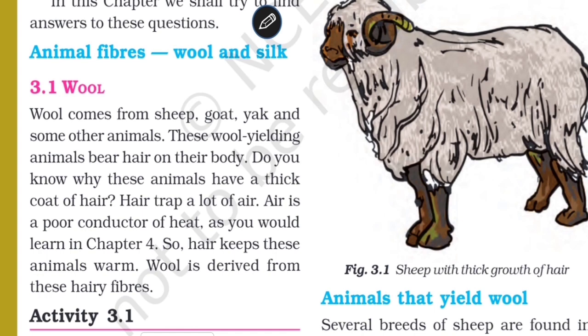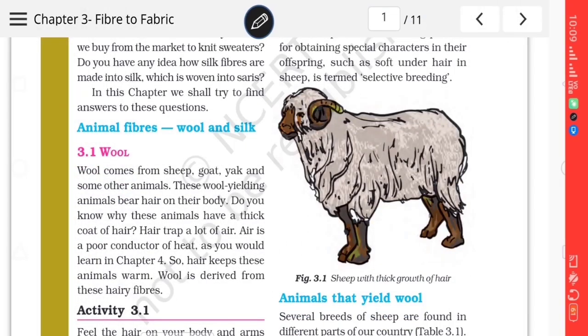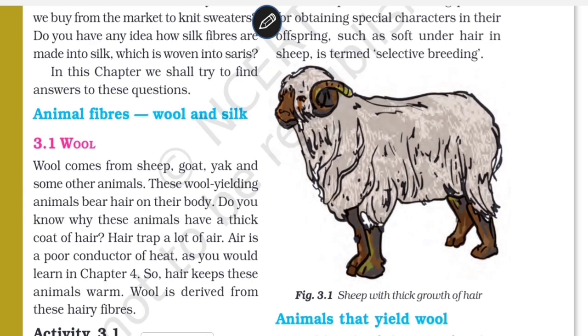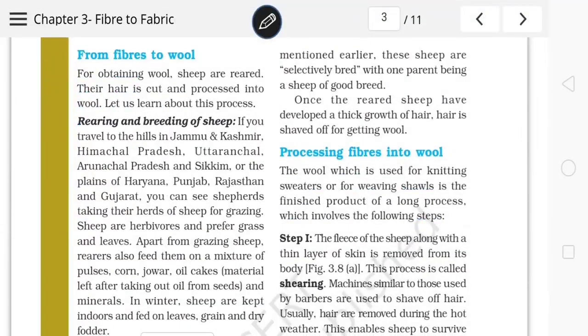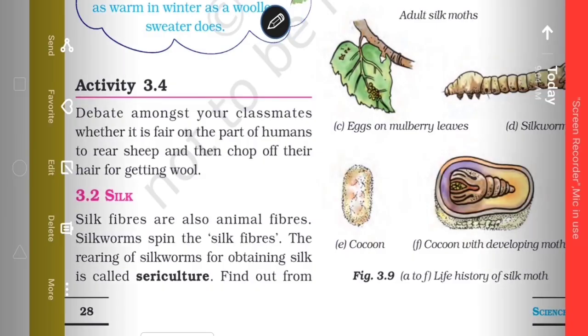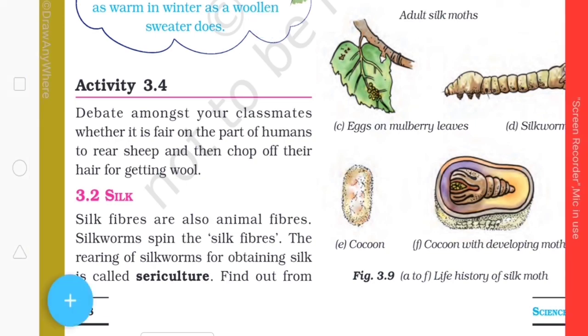We studied about different animals which give us wool, and also the processing of fibers into wool. We studied the different steps. Today let's study another type of animal fiber, that is silk. So here let's study the silk fiber.